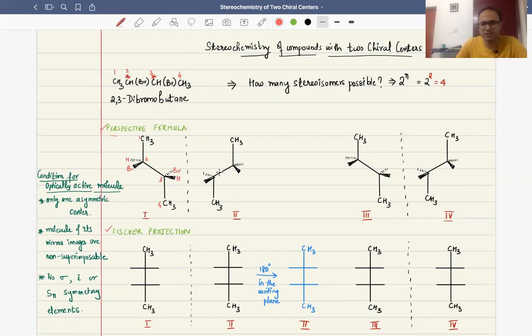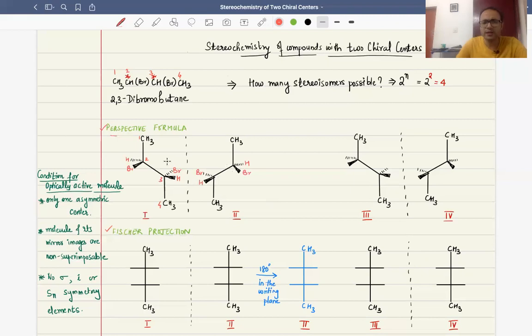So the mirror image perspective formula should look something like this. Once I draw this, since H is on the wedge, in the mirror also it would be on the wedge. Br is on the dash wedge, so in the mirror also it would be on the dash wedge. Coming to the second stereocenter, that is the third carbon, here again Br is on the dash wedge, so in the mirror image also it will be on the dash wedge. However, the hydrogen is on the solid wedge, therefore here again it would be on the solid wedge.